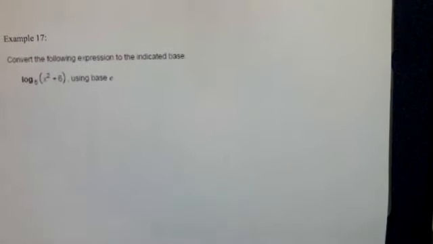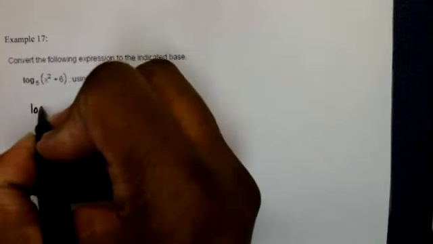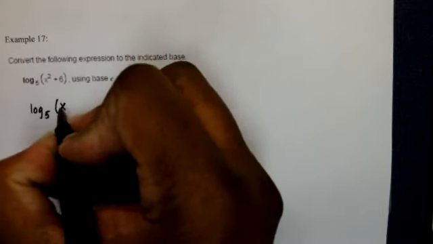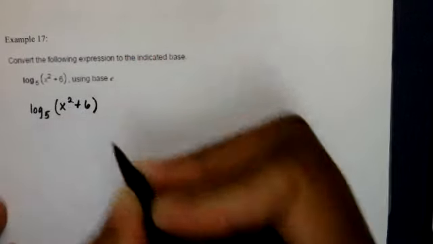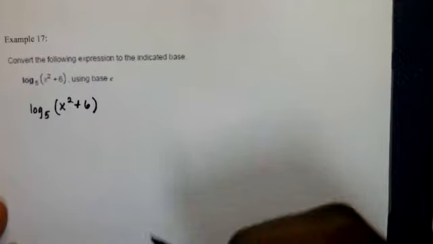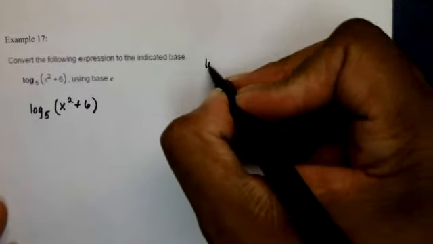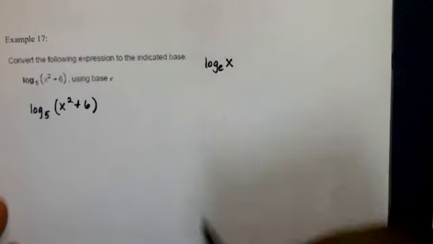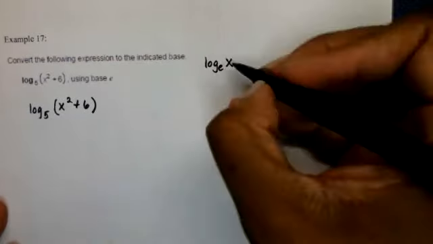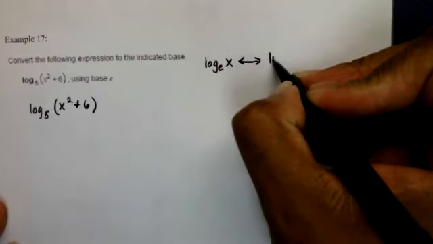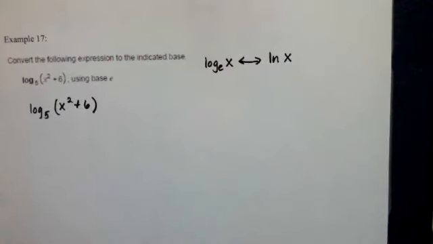And finally, convert the following expression to the indicated base. Here we have log to the base 5 of the quantity x squared plus 6. Now here we're going to be using base e. And what that means is this. Log to the base e of x, that's another way of saying ln of x. Log to the base e of x means ln of x.